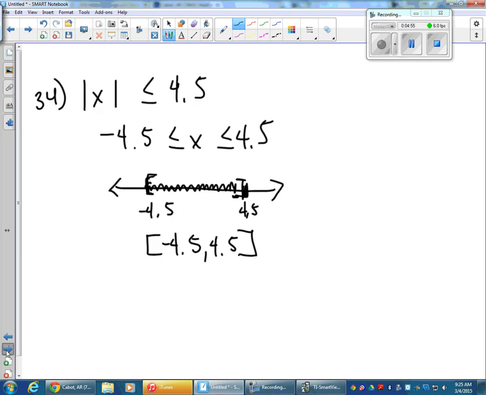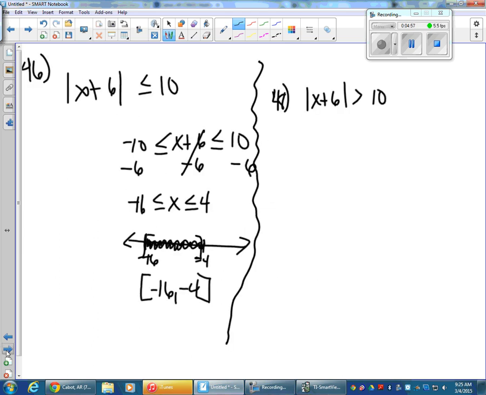Because of that, you have to write greater than as two separate problems. So you write down x plus 6 is greater than 10, or x plus 6 is less than negative 10. You solve them separately, and then you shade them. You're going to be shading in opposite directions. So subtract 6 from both sides. You get x is greater than 4.